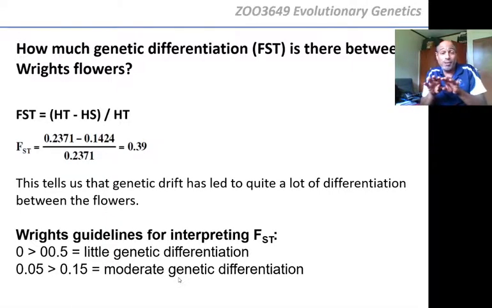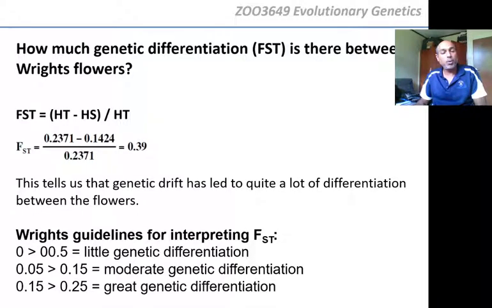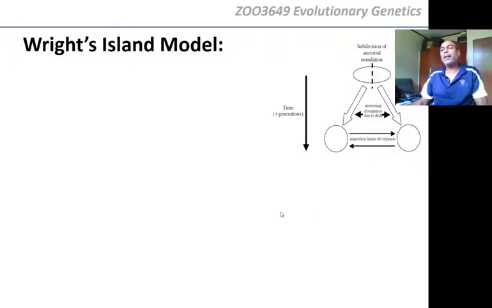So the plants or whatever you're measuring are becoming quite different to each other genetically. Then above 0.15 to 0.25, so 0.25 is a quarter of the variation between the populations in the data set, that implies great genetic differentiation. And if you get above 0.25, then it's a lot of differentiation. And what is our value here? It is definitely above 0.25, it's 0.39, and that's telling us that it is a lot of differentiation among Wright's flowers.